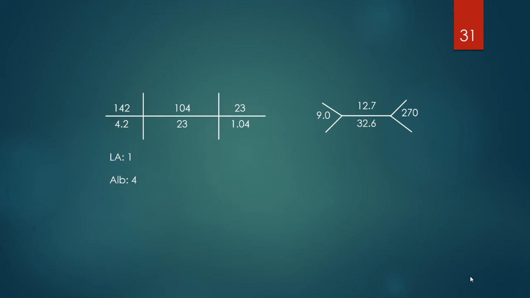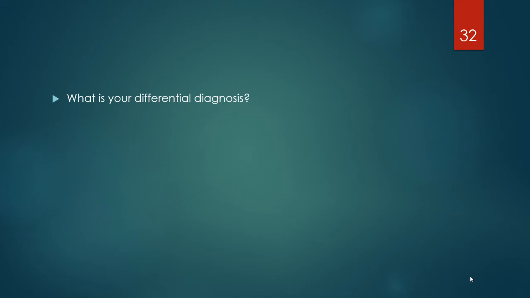These are the labs. Sodium 142, K 4.2, chloride 104, bicarb 23, BUN 23, creatinine 1.04, CBC a little bit anemic with hemoglobin 12.7 and hematocrit 32, lactate of 1, and normal albumin. What is your differential? Okay, what is the drug that she took? Make that easy.